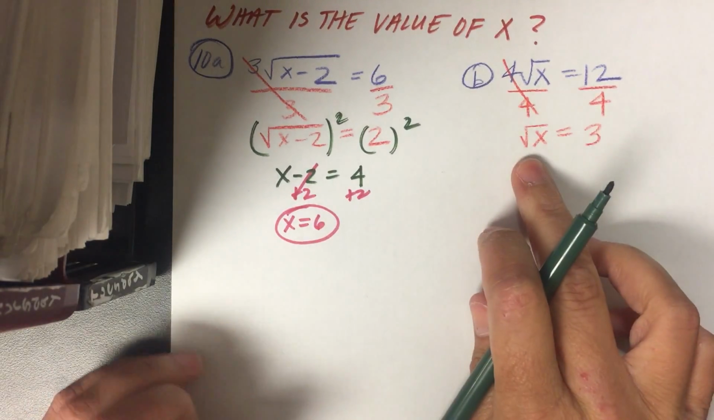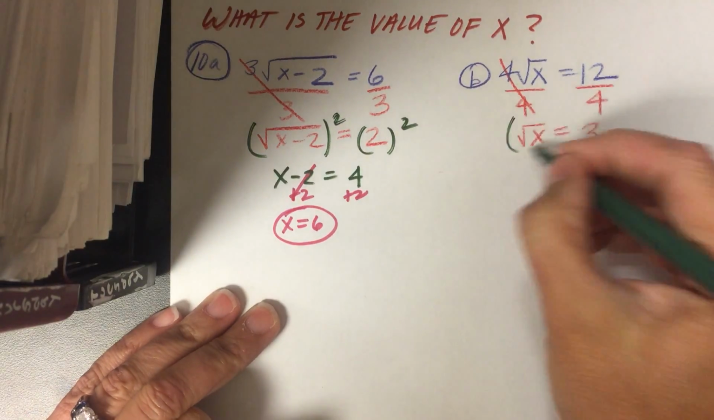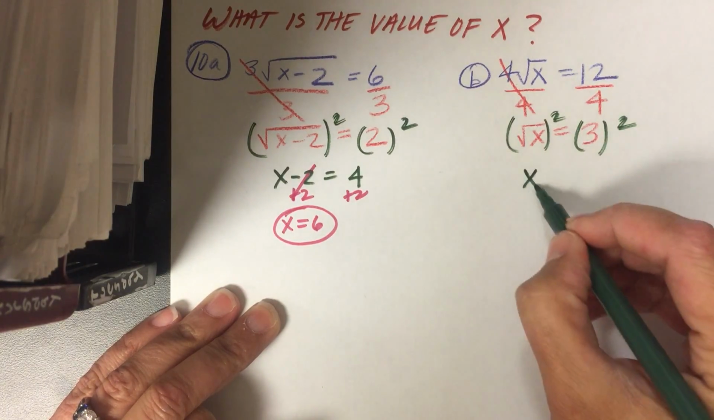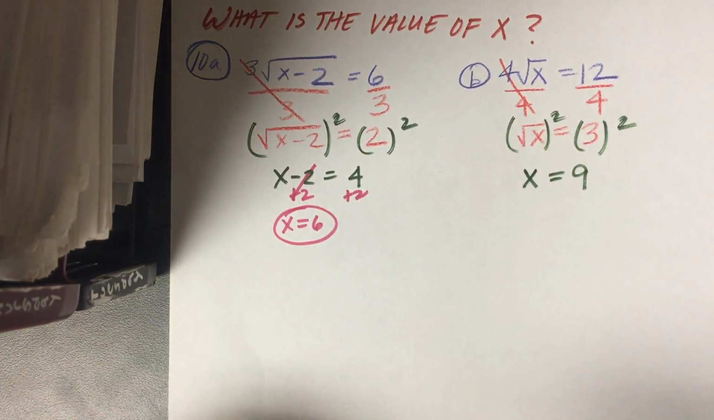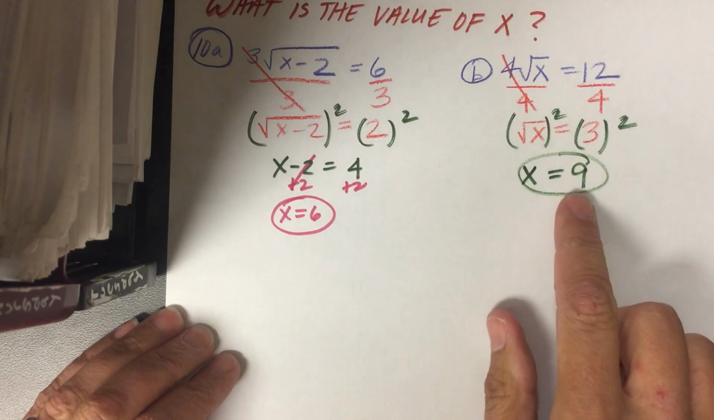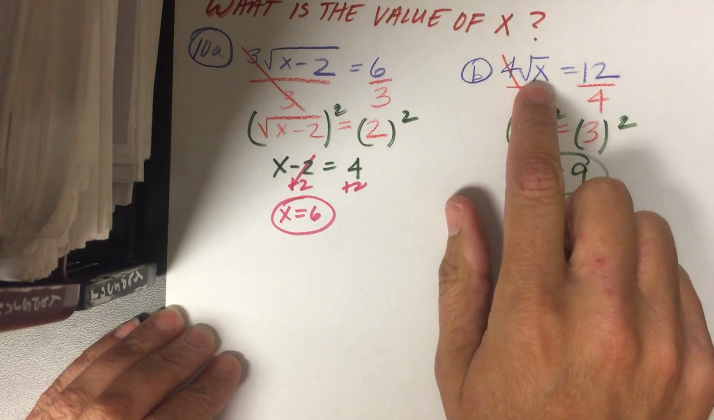And then to get rid of the radical, I'm going to square both sides. So that's going to give me x equals 9. And I'm actually done at this point because there's nothing else I can do there. x is 9.